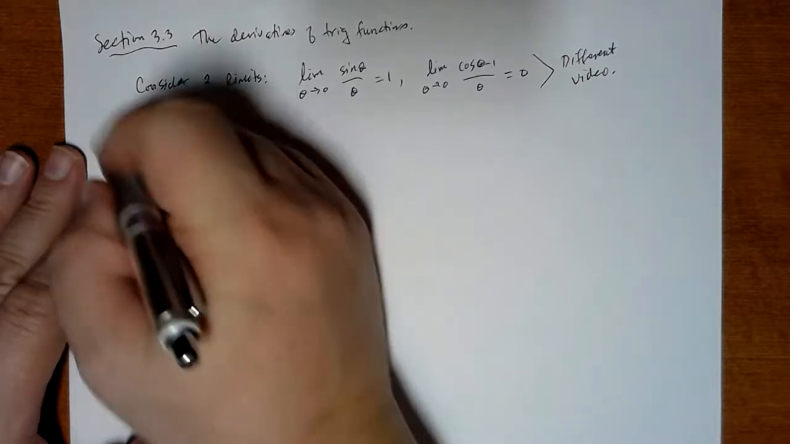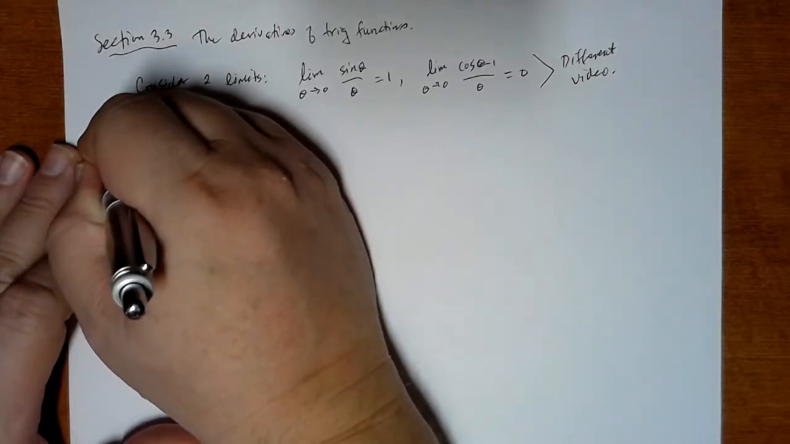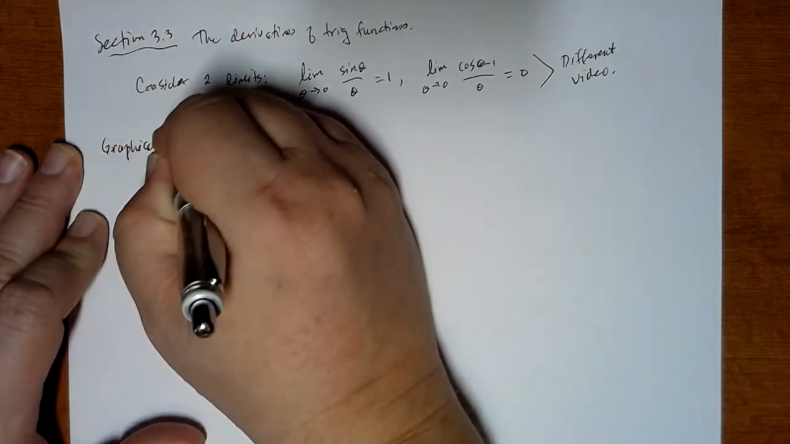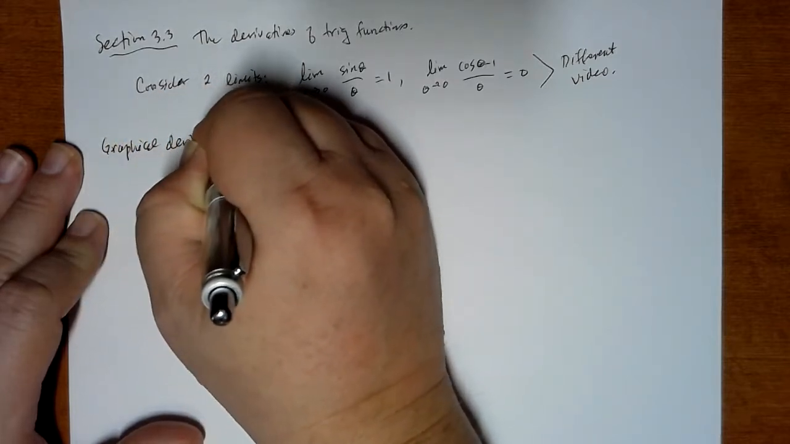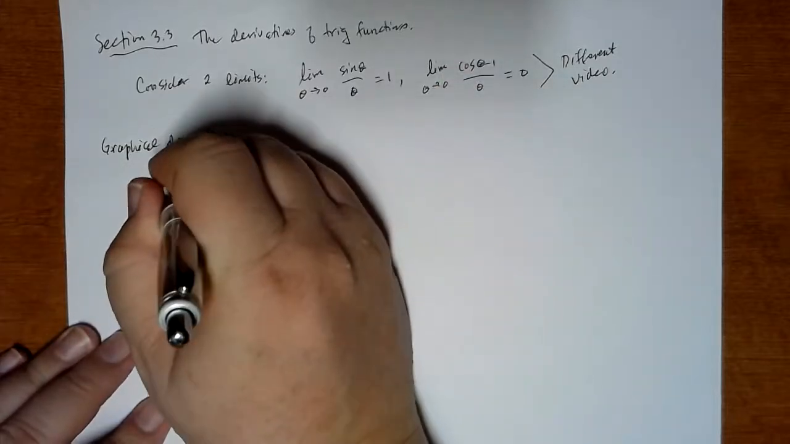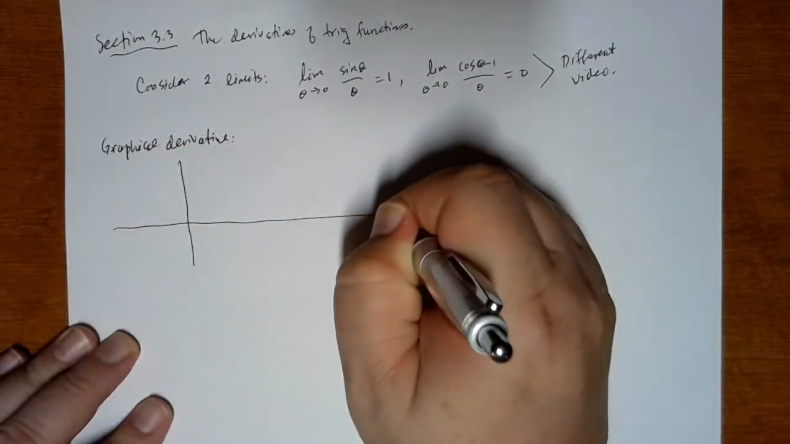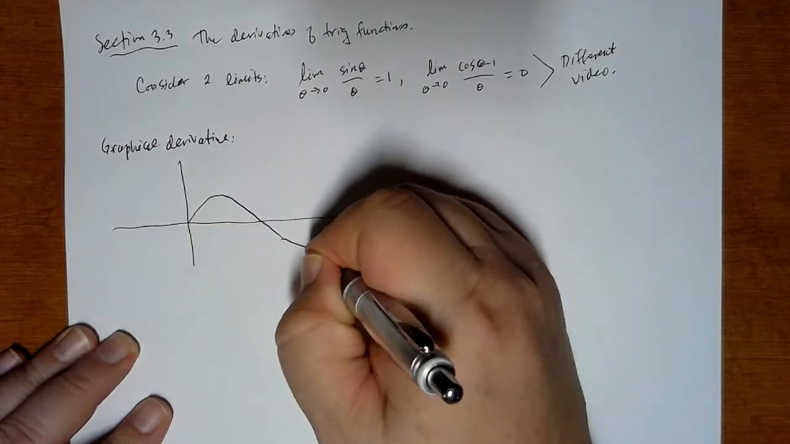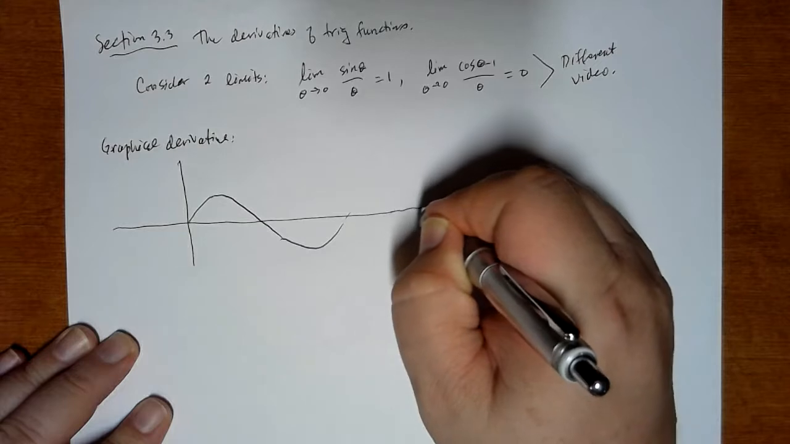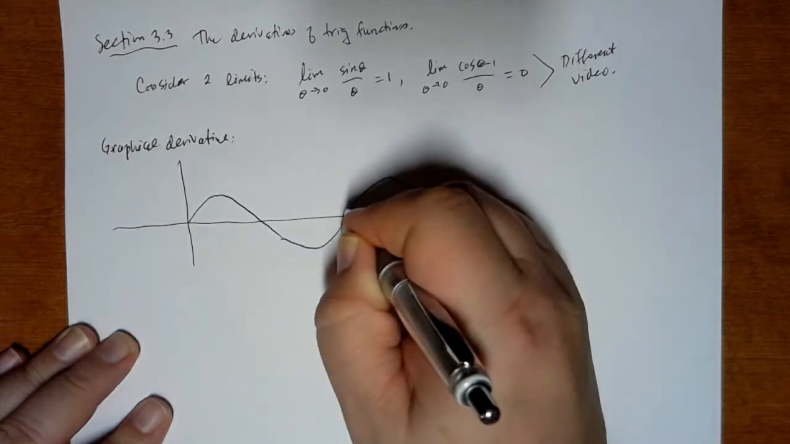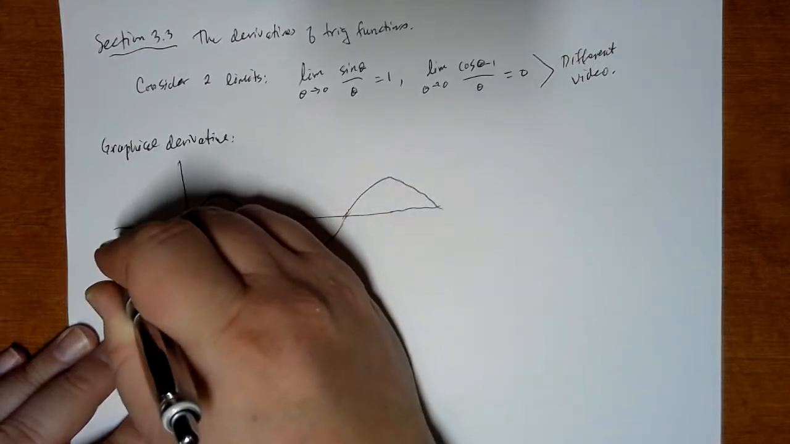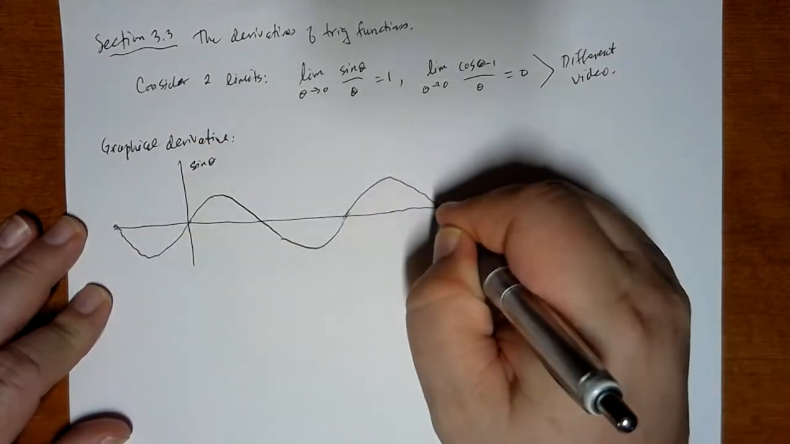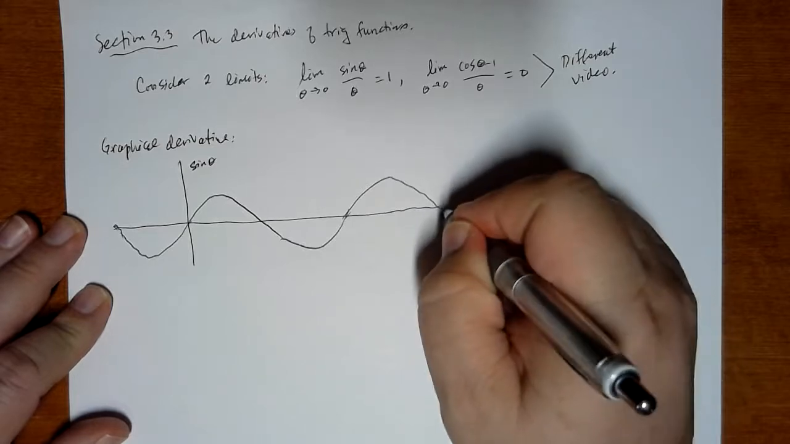Okay, so let's take a look at the geometric or graphical derivative first, so we kind of know what to expect out of the derivative. And so I will draw a picture of the sine function. Kind of like the sine function. Oh, let's do one more period. Oh, half a period. We'll get the other half over here. Good. So this is the sine of theta versus theta.